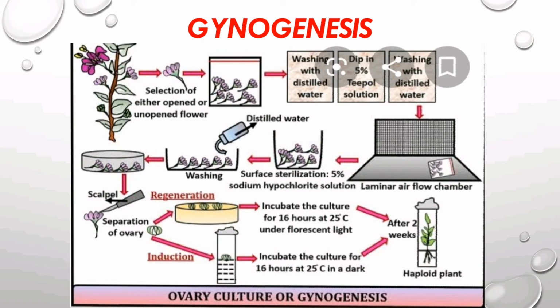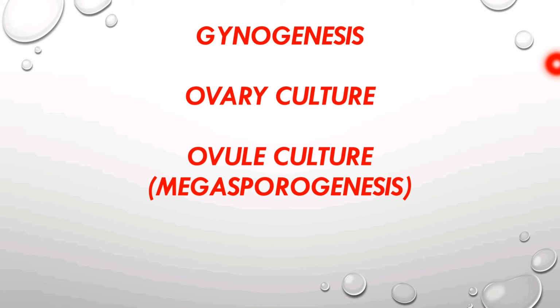In induction, incubate the culture for 16 hours at 25 degrees Celsius in dark. In both, after 2 weeks, we will get haploid plant. Now we studied gynogenesis, that is ovary culture and ovule culture, also called megasporogenesis.